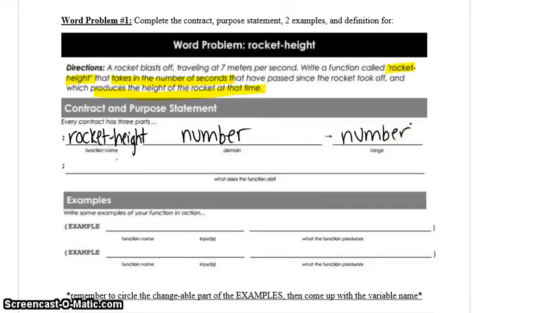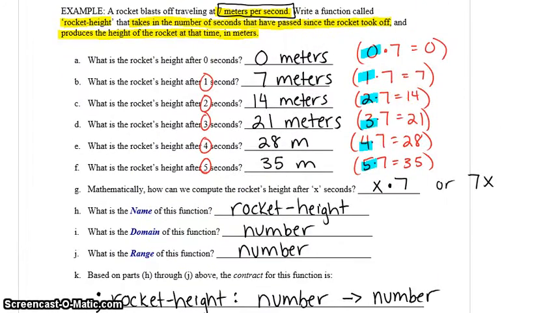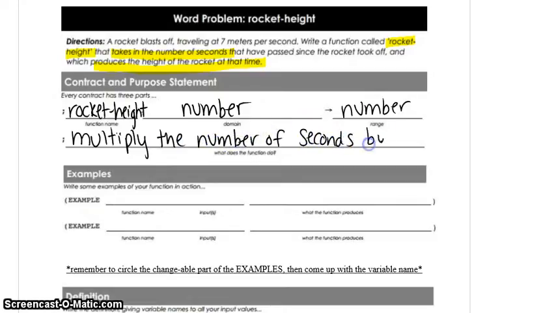The purpose of this function can actually be a restatement of the question. Or once we discovered this pattern here on the first page where we're taking the number of seconds and we're multiplying by 7, that might be a good way to describe the purpose of this function. So I might say something like multiply the number of seconds by 7. That's what this function is going to do. It's going to take in a number as the domain, it's going to multiply that number by 7 to give the range or the output.